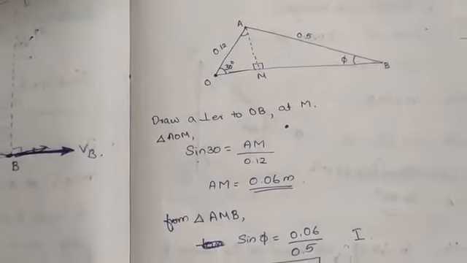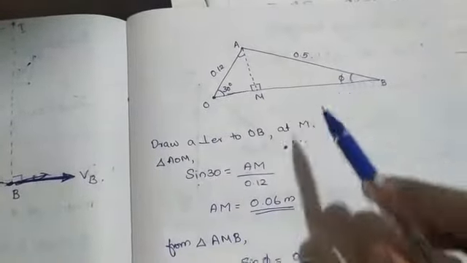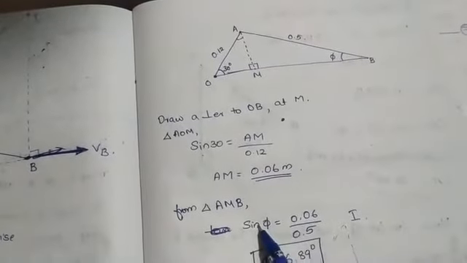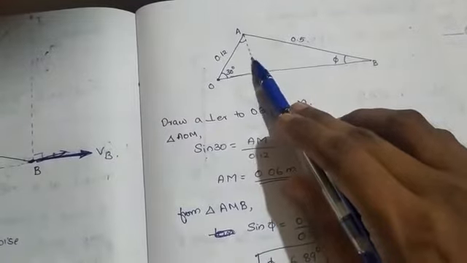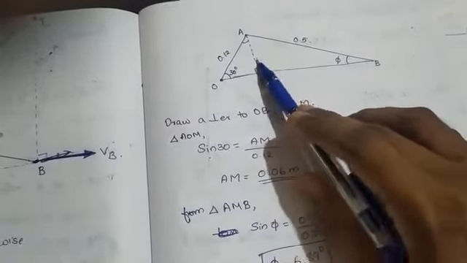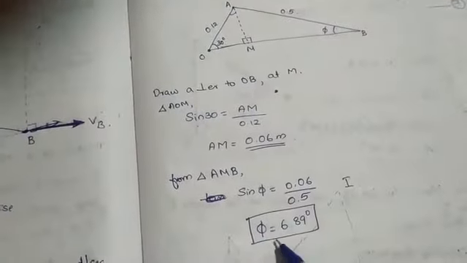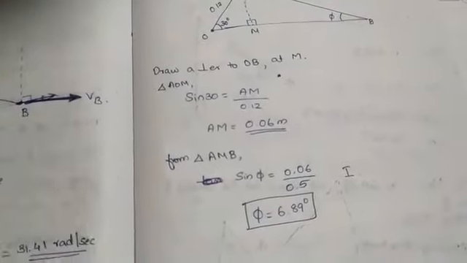So again you have another right triangle AMB. Now from there I found out this angle, that means sine phi is equal to opposite side over the side I know, that's why sine. Sine phi is equal to 0.06 by 0.5. So phi is 6.89 degree, right?